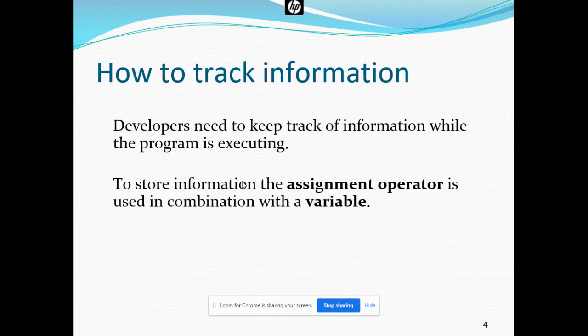So now we're getting into what we're going to be talking about. So how to track information. Developers need to track information while the program is executing. One way to track information is to store information in a variable. And in order to do that, you have what it says here, assignment operator. That's just saying you have an equal sign. So the equal sign in combination with a variable will store the data that you want to be in there.